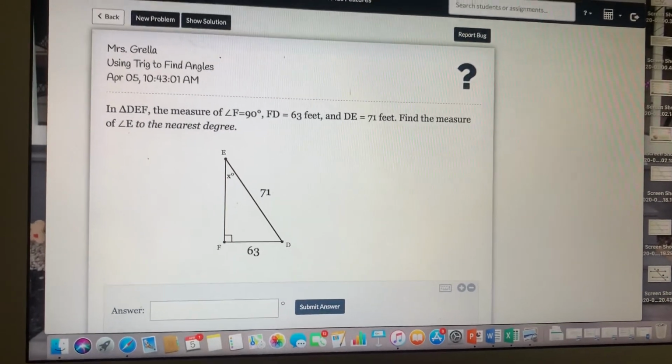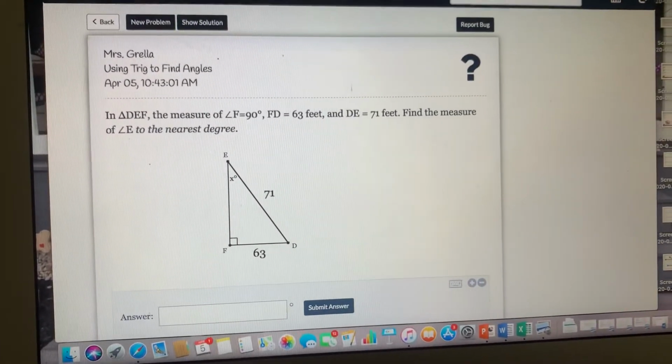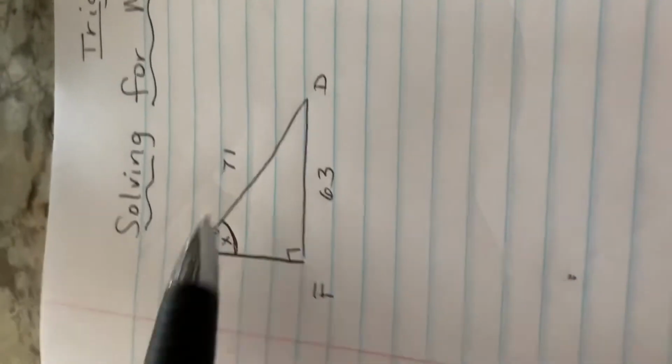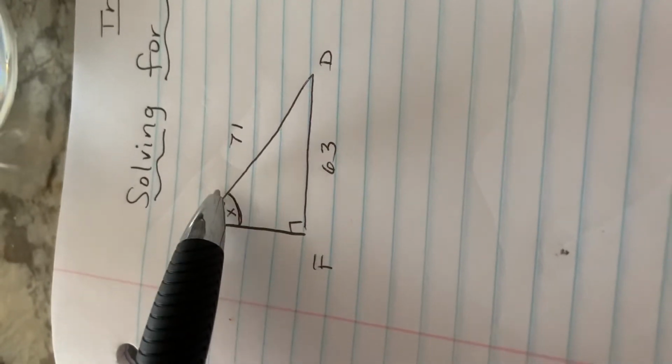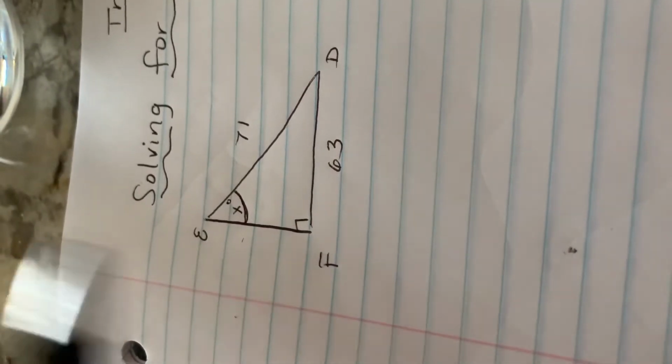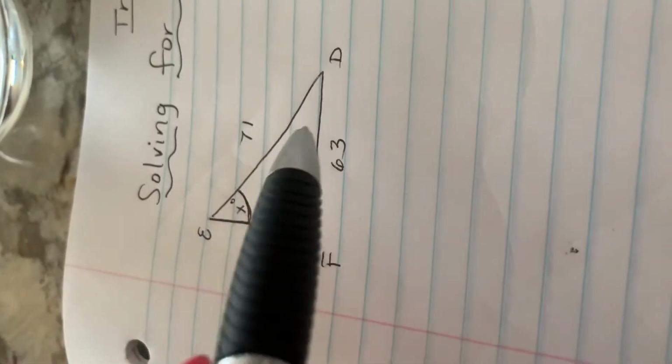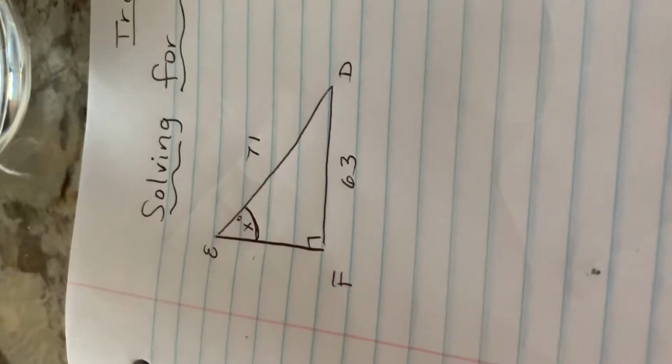All right, so I've copied this problem down from Delta Math, and I've copied it onto my paper here. So it looks like we need to find this angle measure here. It's an angle inside the triangle, and I know these two sides of the triangle. I know DE is 71, and I know DF is 63.